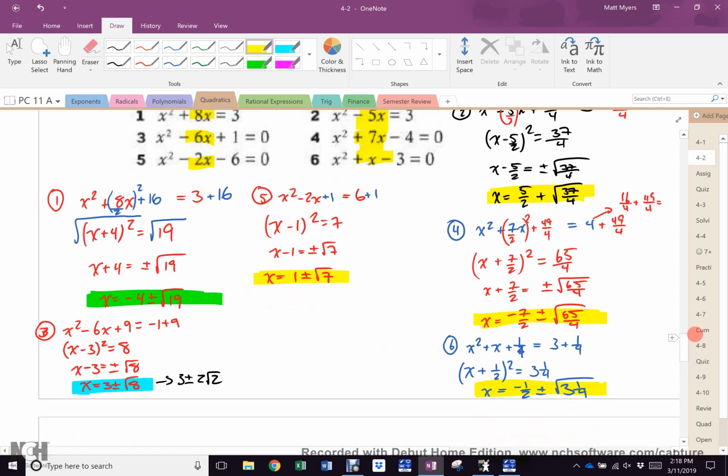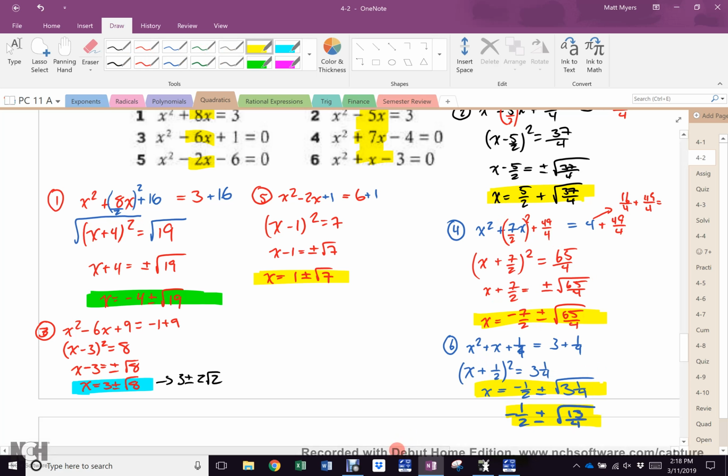Simsalabim. There are the answers. Of course, you might have, for this bottom one, negative 1/2 plus or minus the root of 13/4. And if you have those three things, I'm very, very happy.